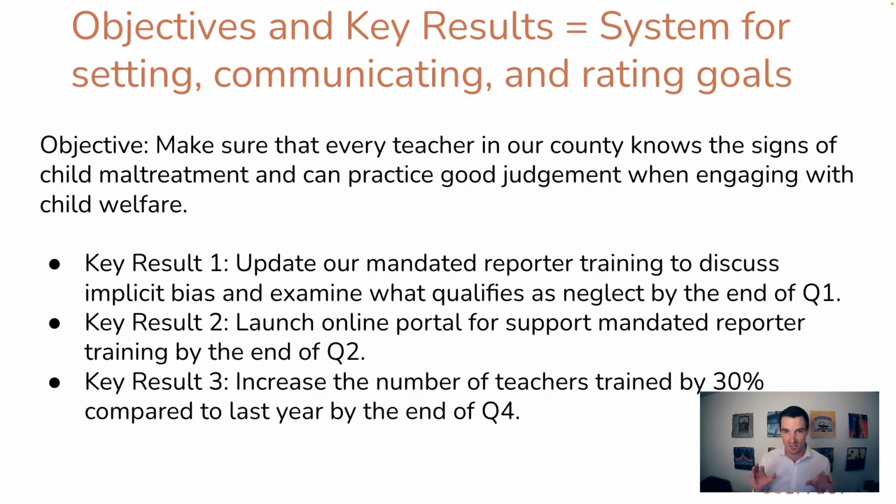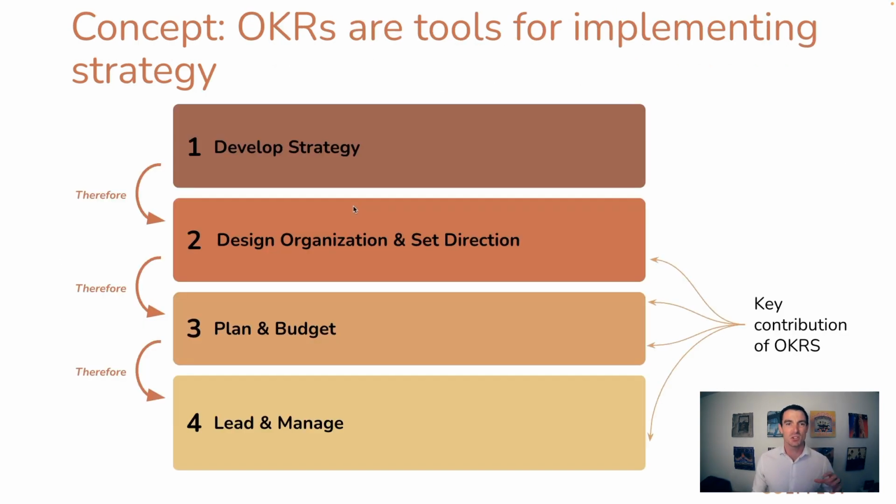Some things you'll notice about the system for setting goals: the objective tends to be subjective, it tends to be ambitious. And then the key results under that objective tend to be quantifiable. They allow us to know whether we've met that objective or not. So OKRs are really a tool for implementing strategy. Your objectives and key results don't create your strategy for you, but they do help you do the things that follow from your strategy: setting direction for your organization, planning and budgeting, leading and managing your team. They really are a tool for helping you prioritize what actions are going to help us move our organization-wide strategy forward in the most effective way.